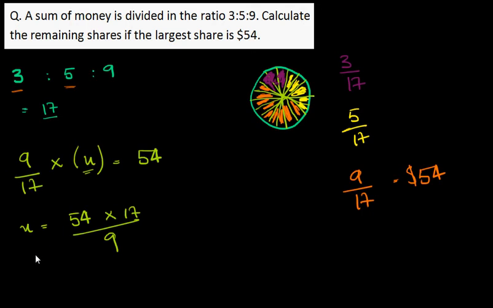So I've rewritten this equation as x equals 54 multiplied by 17, the whole thing over 9. And we can cancel both these since they're divisible by 3. So 3 3s are 9, and 3 times 20 gives us 60, which means if we subtract 6 from 60, we get 54, which is 18.